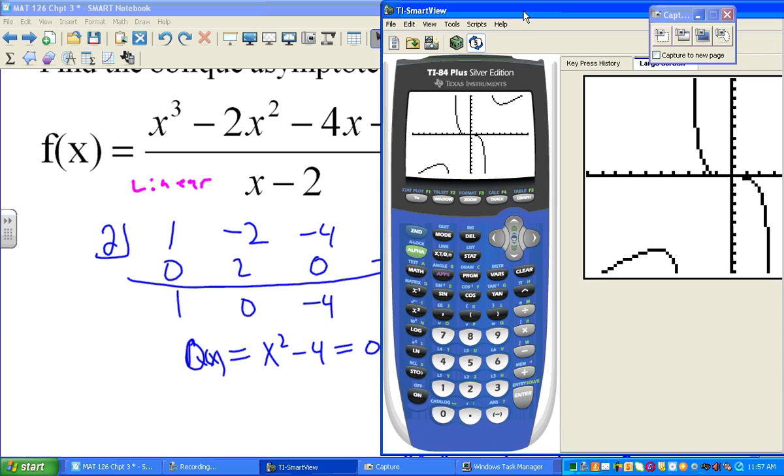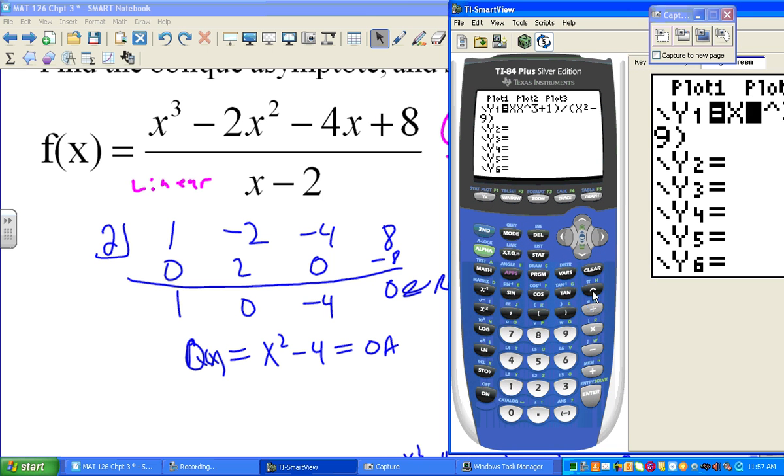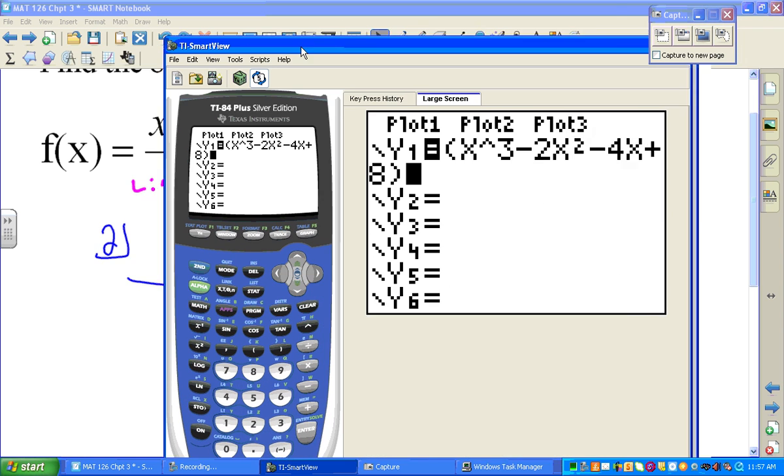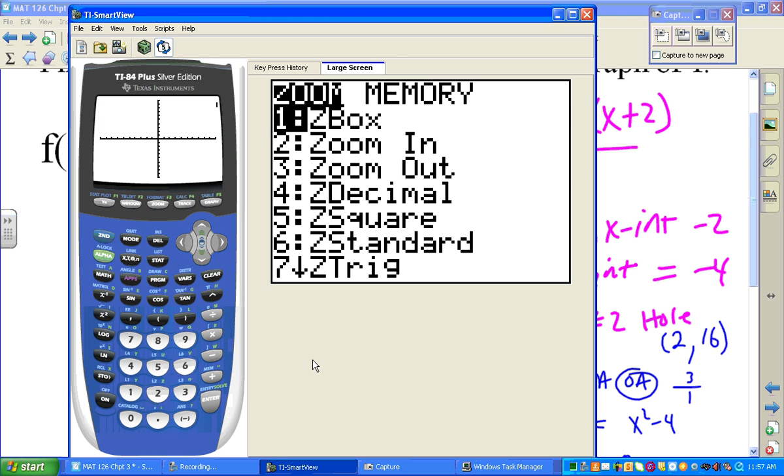I got some of the numbers. Y equals x cubed minus 2x squared minus 4x plus 8. I need my grouping parentheses up there, so I have to insert that. And I need a grouping parentheses down here for the numerator, so I have to insert that. And that's all going to be divided by x minus 2. Okay, zoom 6. This ought to look weird.